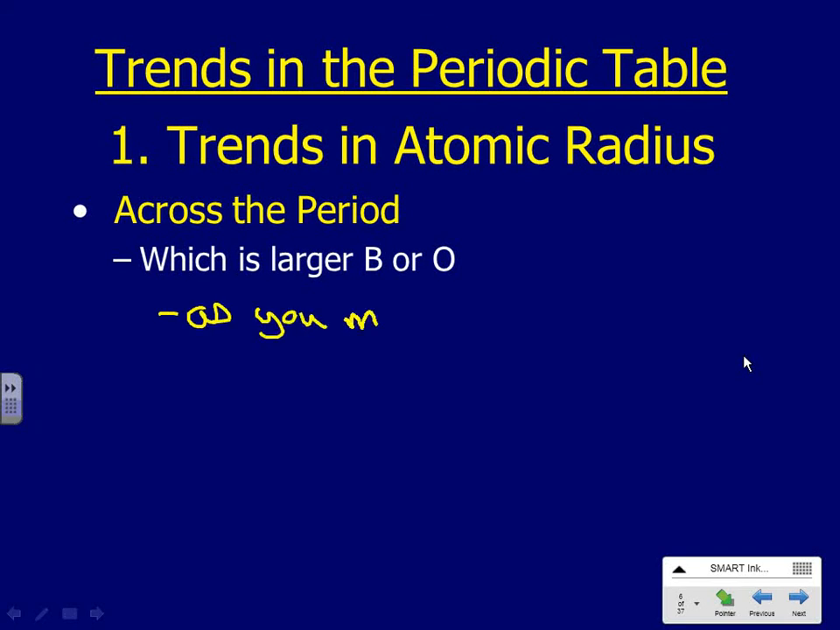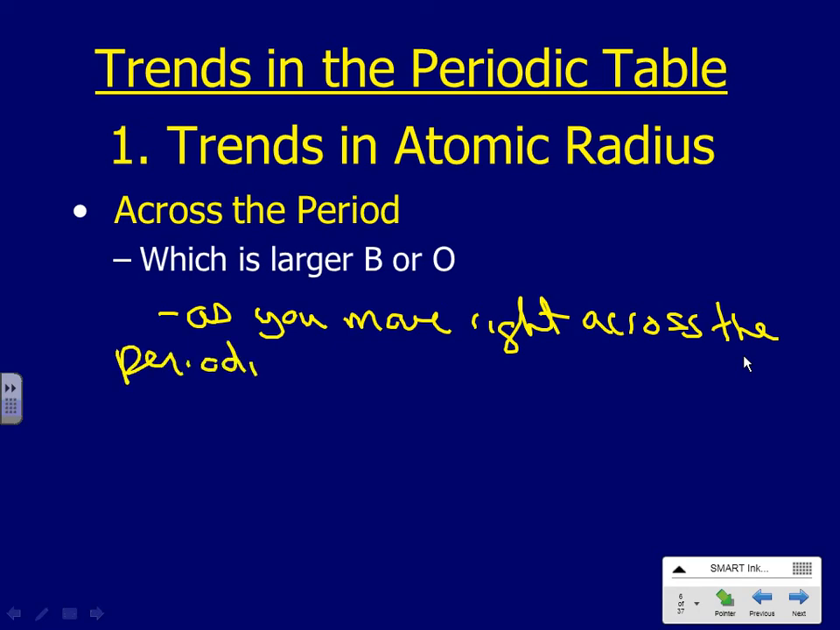As you move right across the periodic table. Well, you tell me, how do I complete this statement? Yep, Atlee? The number of protons increases. The number of protons increases. Next statement to answer this question correctly.